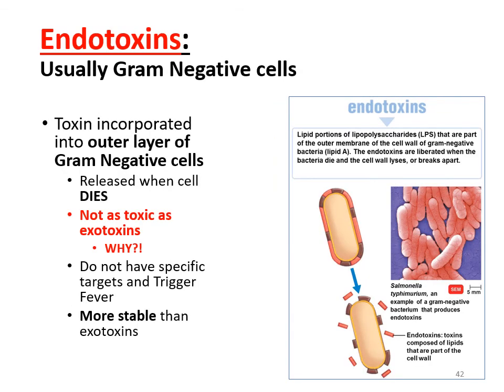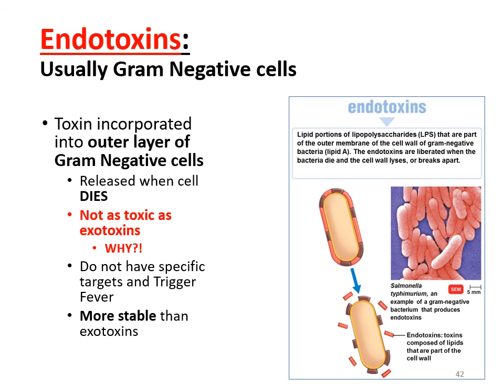Now, the alternative is that some bacteria instead will produce endotoxins. And when you hear endo, it means within. So endotoxins are within the bacteria's own cell wall. They're in the outer layers of gram-negative cells usually. So for instance, the lipids that we mentioned in earlier slides.